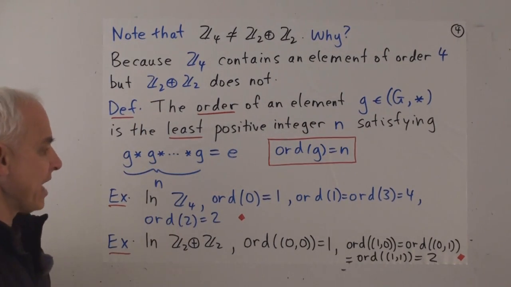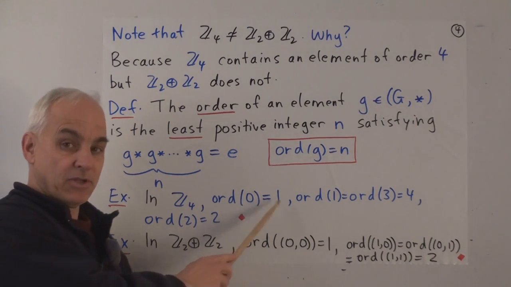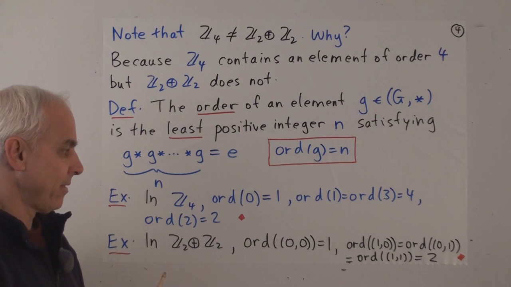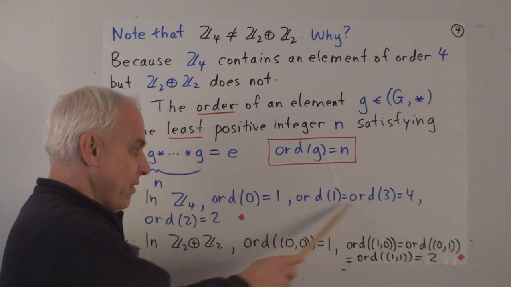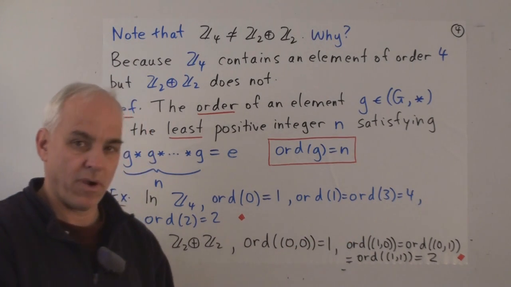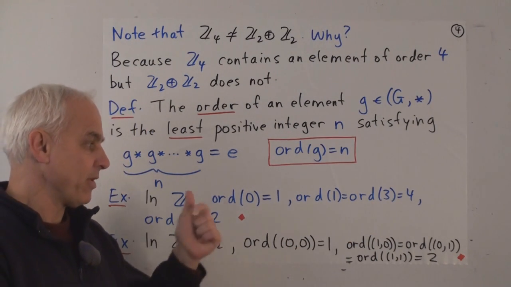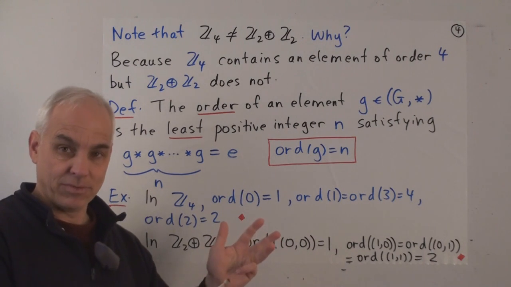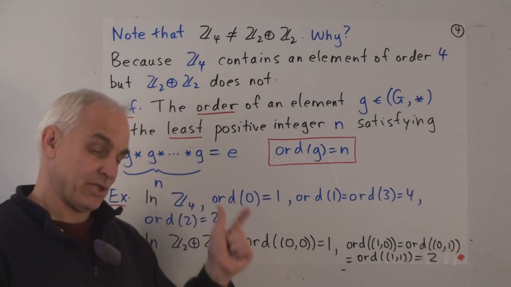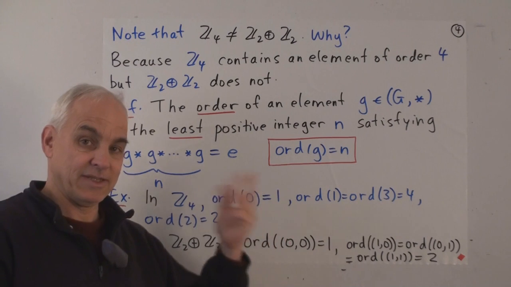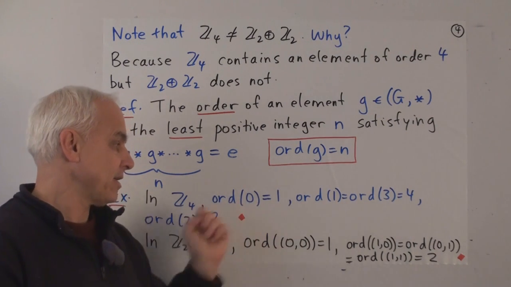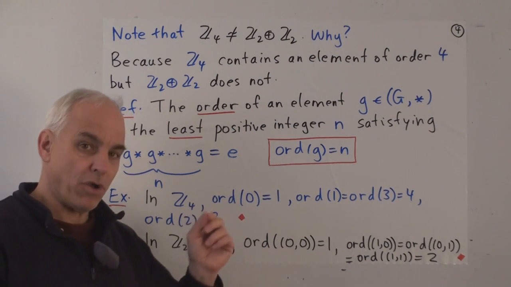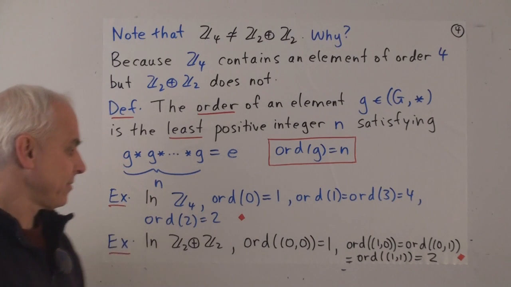So in Z4, for example, the order of 0, the identity element, is 1. The order of 1 and the order of 3 are both 4. 1 plus 1 plus 1 plus 1 is 0 in Z4, and 3 plus 3 plus 3 plus 3 is also 0 in Z4. But no smaller number works.